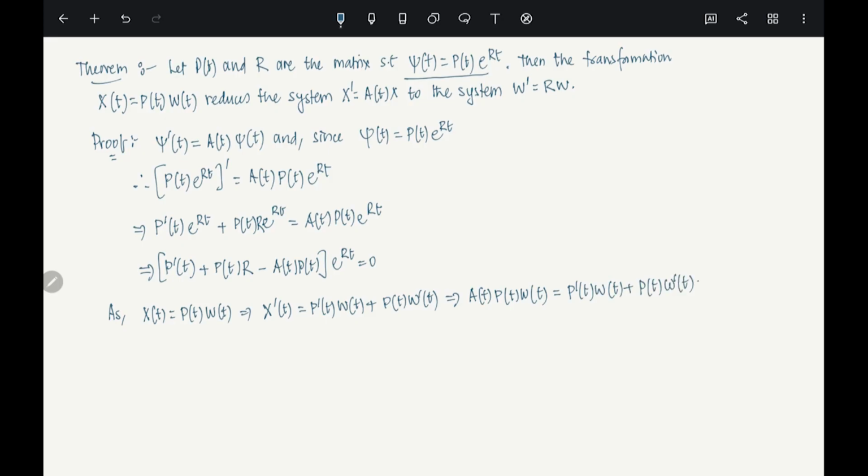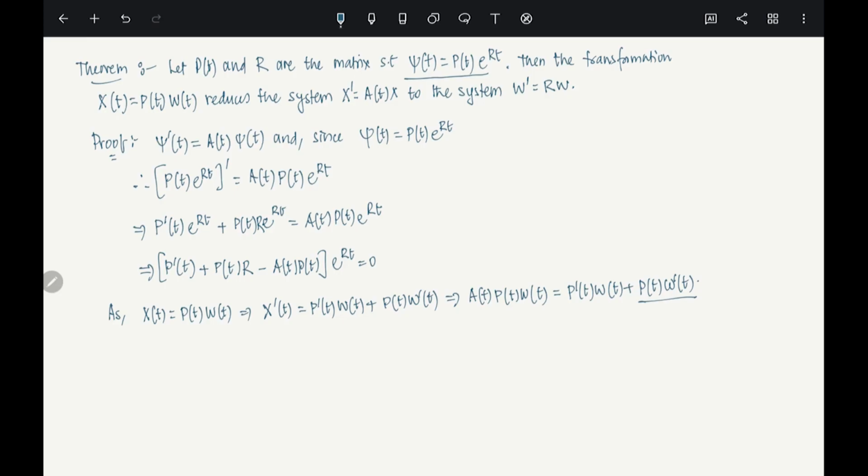Okay, so if you put everything together, see what we are going to get is this. That will imply that P of t w prime of t, and plus P prime of t w of t. One second, I think I made some mistake somewhere. So this expression is there. P prime is there, right? Okay, fine.